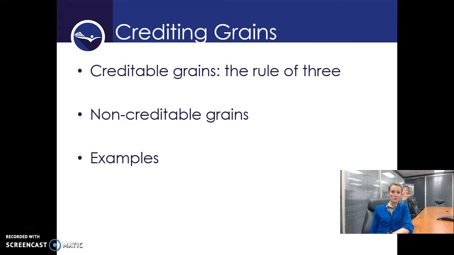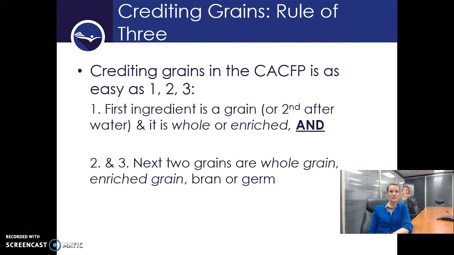So speaking of some tools we hope you use, we want to make sure you know how to utilize the rule of three when it comes to identifying creditable grains. We'll also talk a little bit about identifying non-creditable grains and whether or not foods that contain those are allowed in the program. And finally, we'll take a look at a couple of examples that really help us put utilizing the rule of three and identifying non-creditable grains to work. Let's get started with that rule of three.